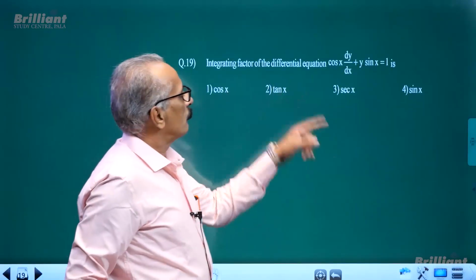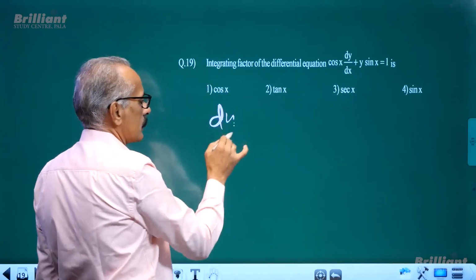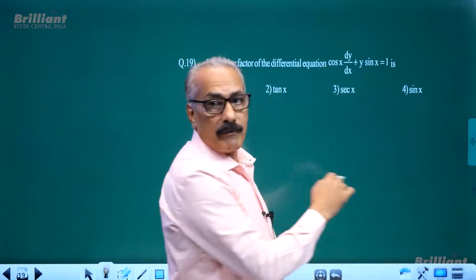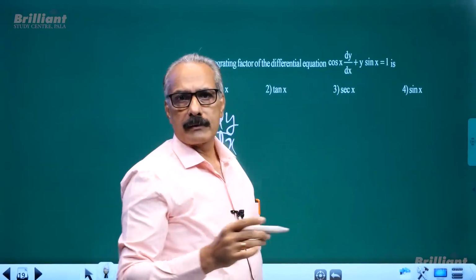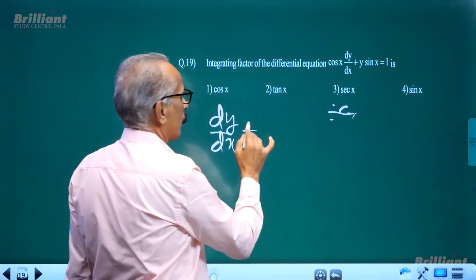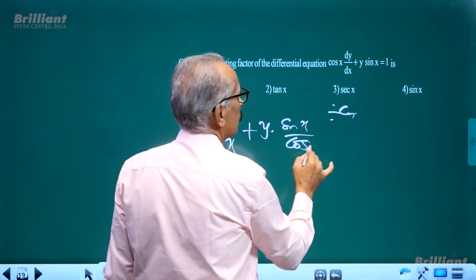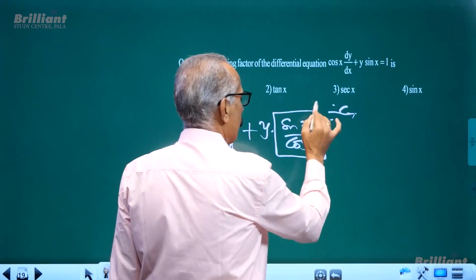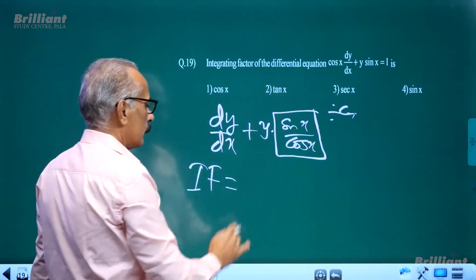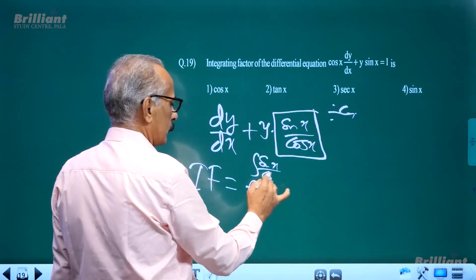The integrating factor of this: okay, this is linear. We will write this equation as dy by dx. Actually, this equation has cos x multiplied. So what do we do? We divide by cos x. So it is dy by dx plus y into sin x divided by cos x. So this will be the P. Therefore, we need only the integrating factor. We don't want to solve. So that is e to the power integral of sin x divided by cos x.